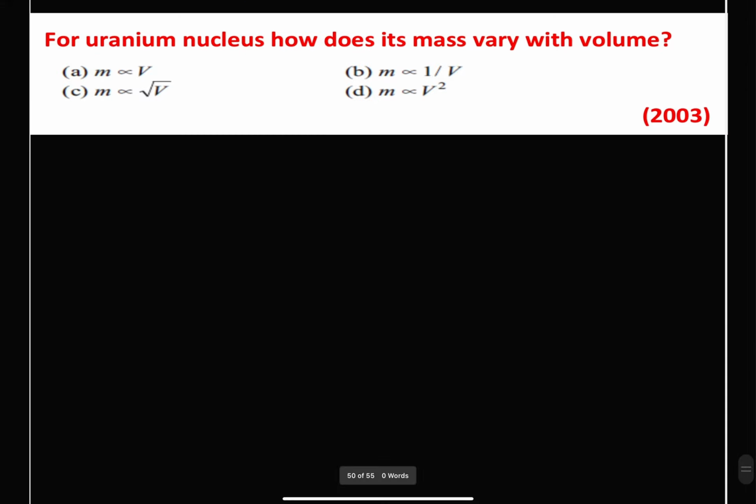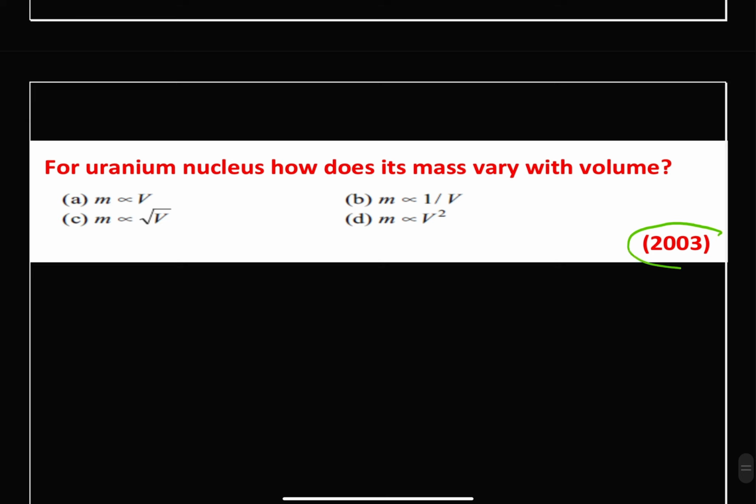Next question. It was asked in the year 2003, and it states that for a uranium nucleus, how does its mass vary with the volume? This is quite a standard relationship. The mass of a nucleus is proportional to the number of nucleons, that is our A, and the density of the nucleus is more or less constant.